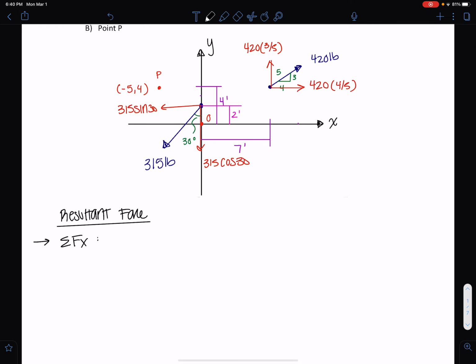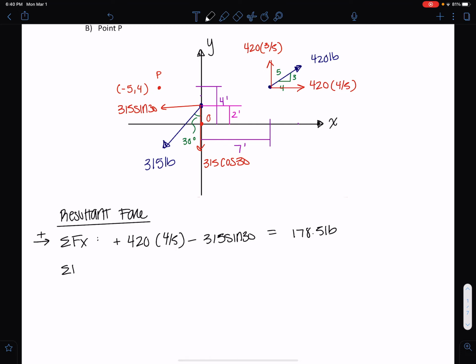I'm going to say that the right direction is positive, which gives me 420 times the 4 over 5 component, and that's positive because it's going to the right, minus 315 sine 30, minus because it's going to the left. The sum of those two is going to be 178.5 pounds.